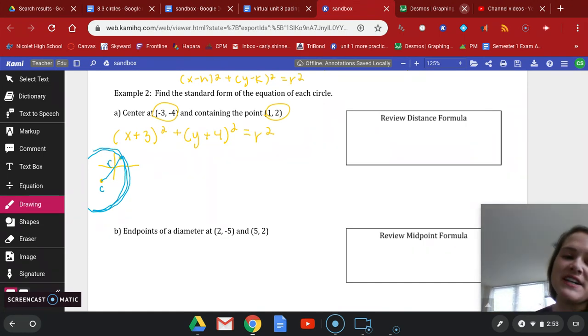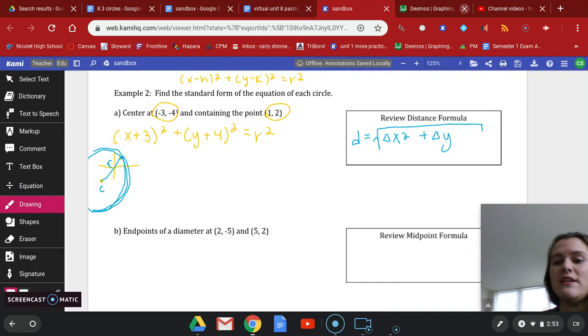But if I found that distance between the center and a point on the circle, that's the radius, right? So review the distance formula if you forgot it. Here it is. And let's do that with this point and this point. So the distance, the radius is just going to be what?